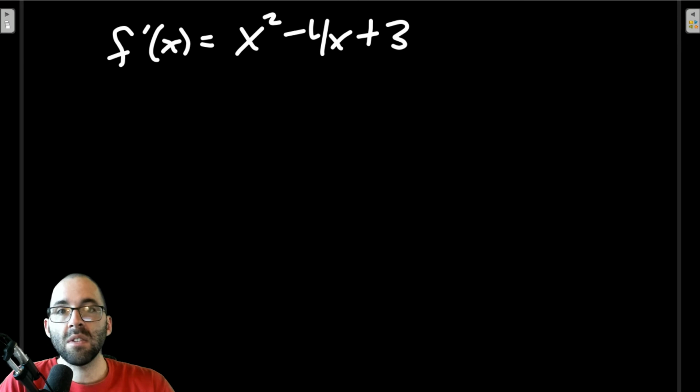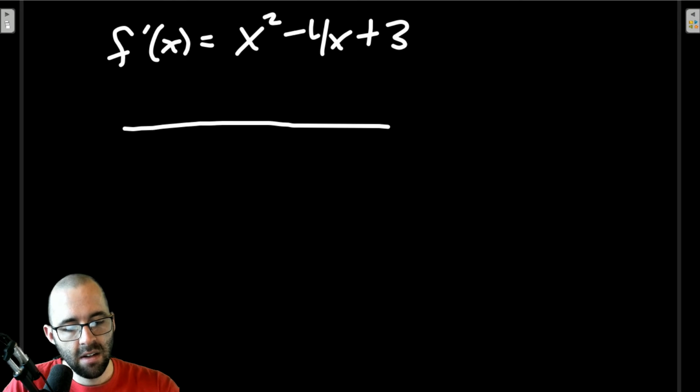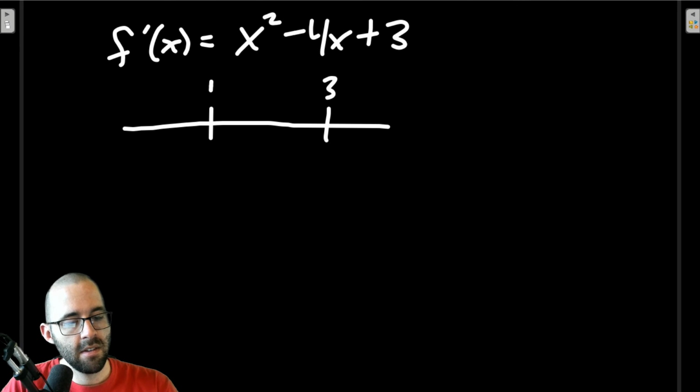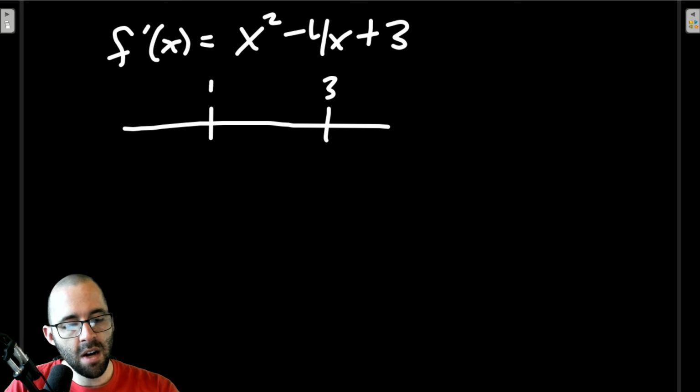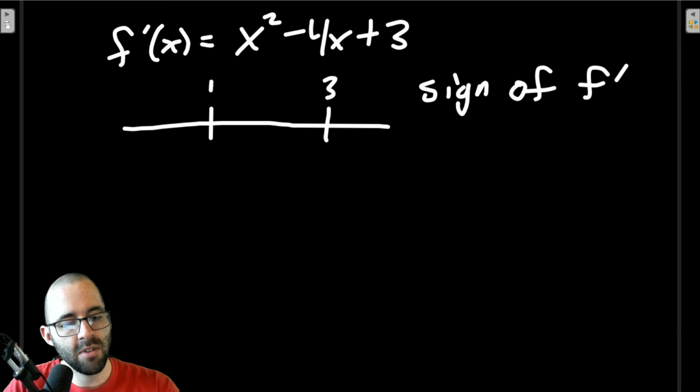So we want to look at what's going on with the sign of f prime. So we're going to make a little chart. The x-coordinates of our critical points are 1 and 3. These are the x-coordinates, and I want to know what happens on either side in each of these intervals. What happens with the derivative in this interval? And this interval? And this interval? We're going to write, what is the sign of f prime in these intervals?